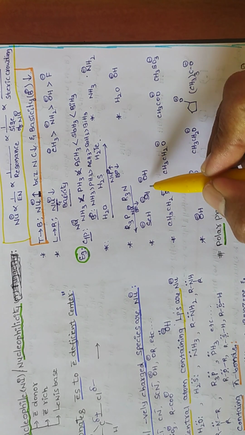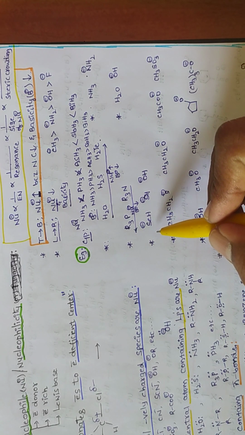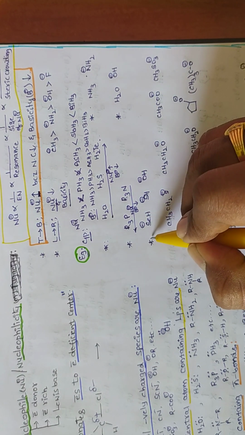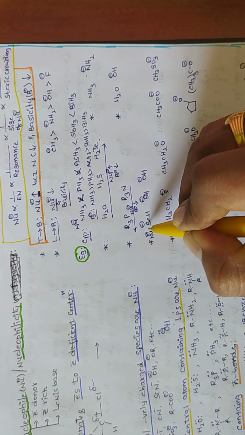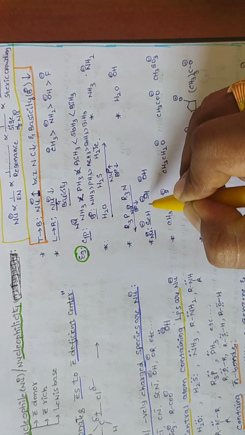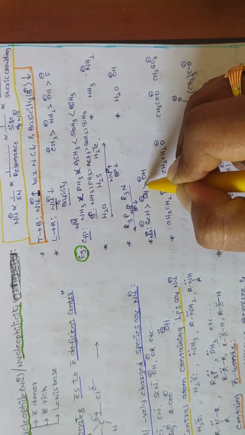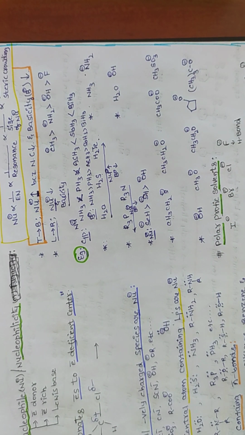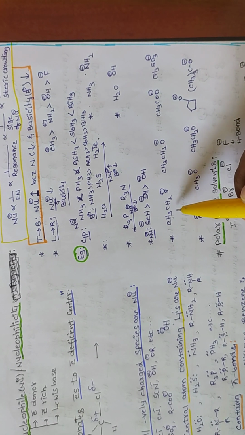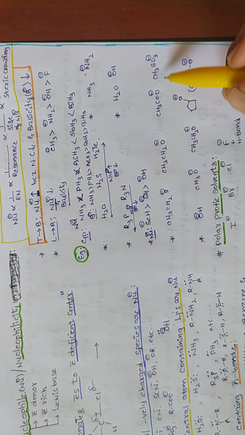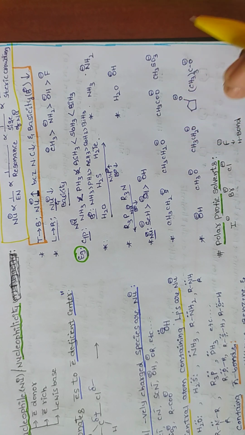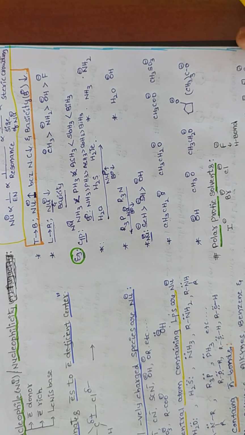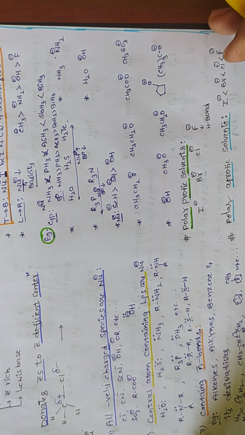Next, oxygen, selenium, tellurium. Which one has more nucleophilicity? The less the electronegativity, the more the nucleophilicity. Next, here this species is given. Which one has more nucleophilicity?